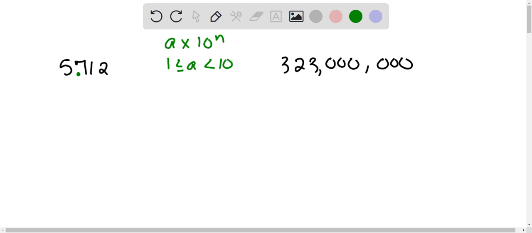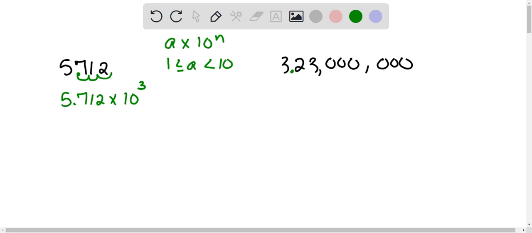For the 323 million, I'm going to move it between the 3 and the 2. So again, I have 3.23, which is between 1 and 10. I need to now figure out what the exponent is for the 10. So this becomes 5.712 times 10 to the, well, how many times did the decimal point move? It moved to the left 1, 2, 3 spots. Since I'm moving it to the left, it's going to be a positive number.